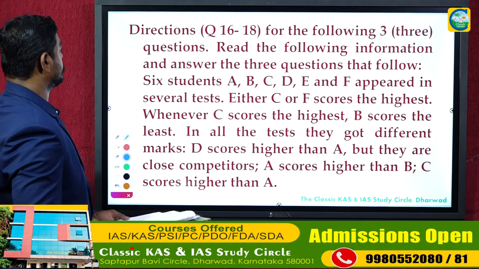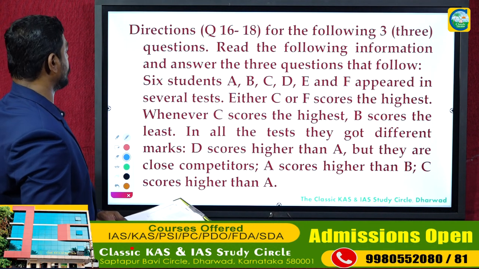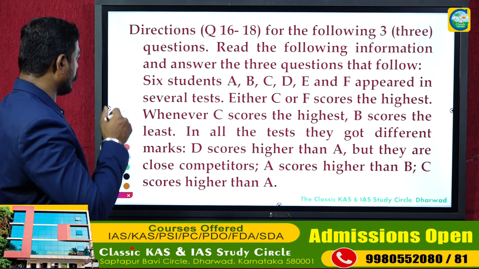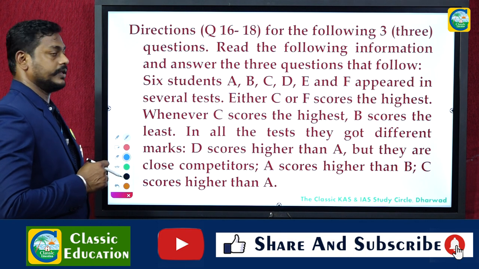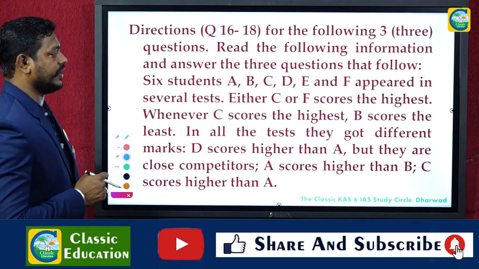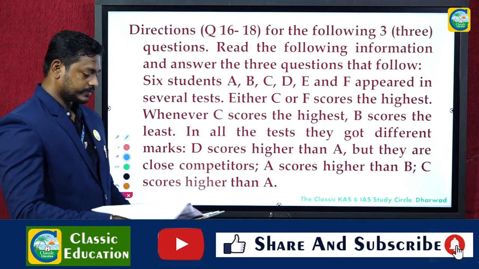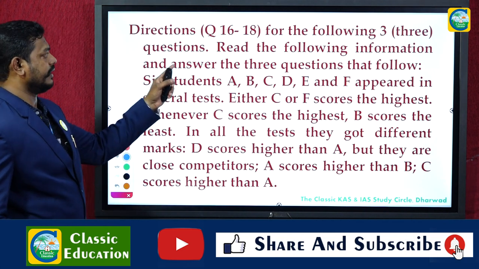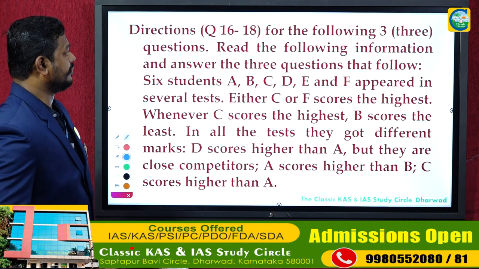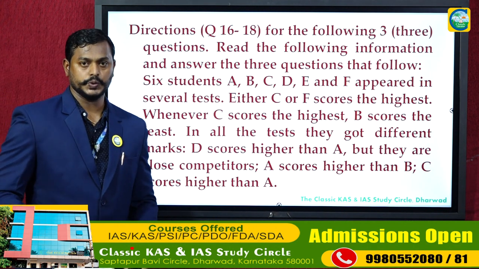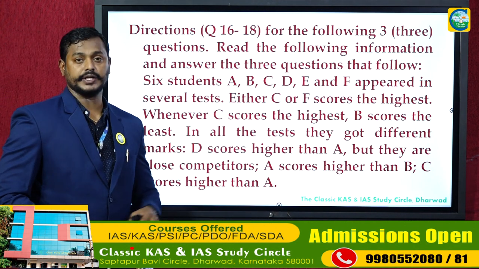For the following three questions, read the following information and answer the three questions that follow. Six students A, B, C, D, E, F appeared in several tests. Okay. First, either C or F scores, right, friends? So, we solved up to here in the last session, that is the 15th question. So the remaining will be continued in part 2, right?